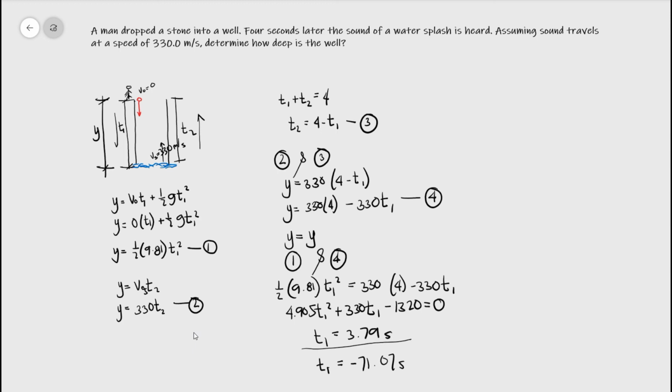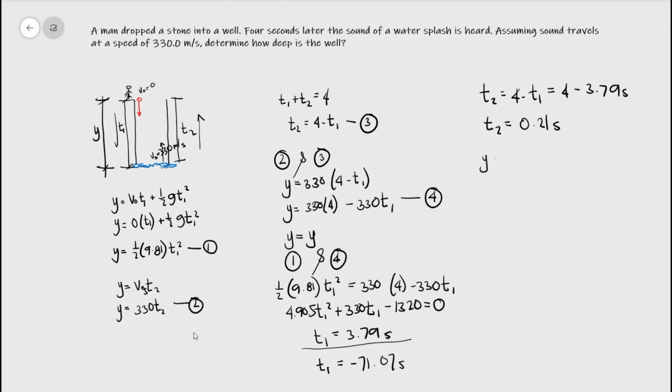Therefore our t sub 2 here, which is equal to 4 minus t sub 1, is equal to 4 minus 3.79. This is the time where the sound traveled from a given height y. T sub 2 is equal to 0.21 seconds. Now to get the height of the well, we will not be using equation 2 because the one that is traveling in equation 2 is the sound. Therefore, we will be using equation 1 to solve the problem.